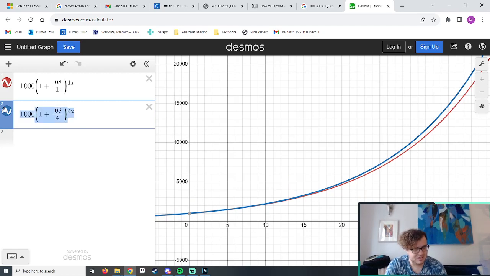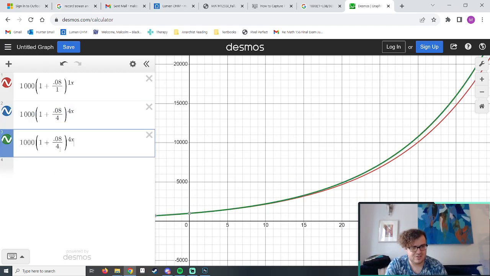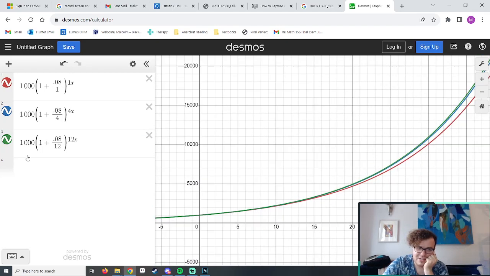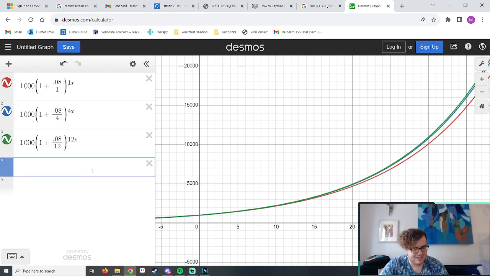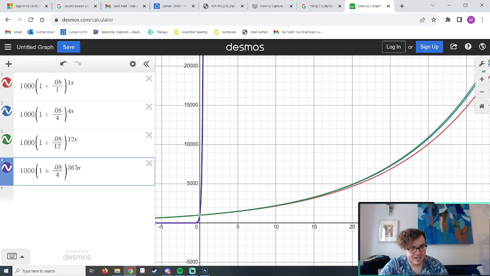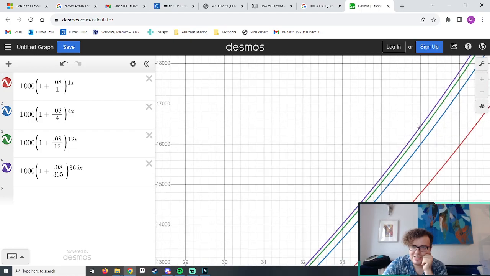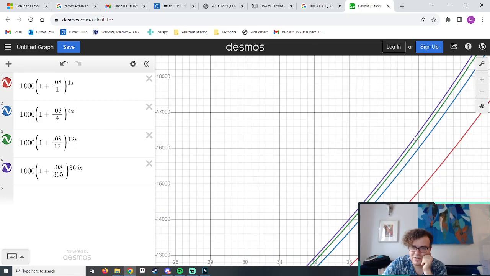Well, let's keep trying to go even faster. Let's change n to be higher. What if we do monthly? Well, that's even slightly higher than the blue curve, right? And so it does look like as n is increasing here, what if we did daily? 365. Again, the purple curve, if you zoom in, is ever so slightly higher than the green curve at every point.